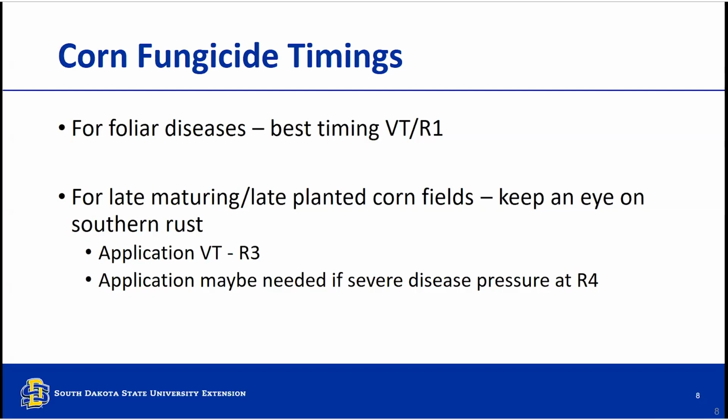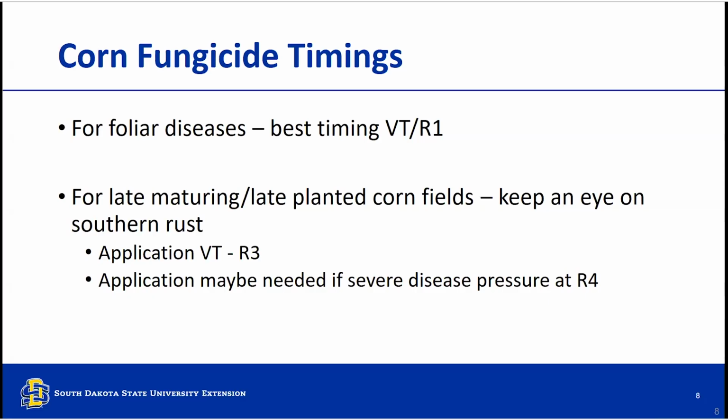Prior to the last 2 years, I would have always cautioned, if you have late-maturing or late-planted corn, be watching for southern rust, because typically it would blow into South Dakota in September, October, really close to black layer. We had no effects. We didn't need a fungicide. It's more of a warmer season disease, and it doesn't overwinter here, it just blows up. Well, the past 2 years have shown that to be a little different. We started to see southern rust blowing in during August, and then last year it was in July.